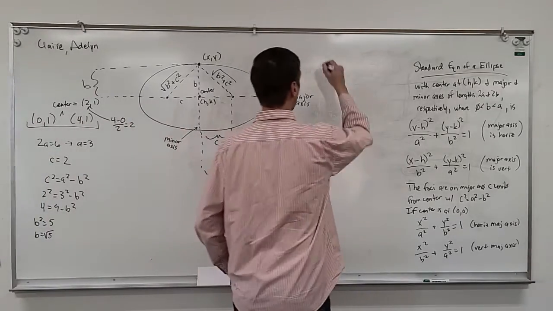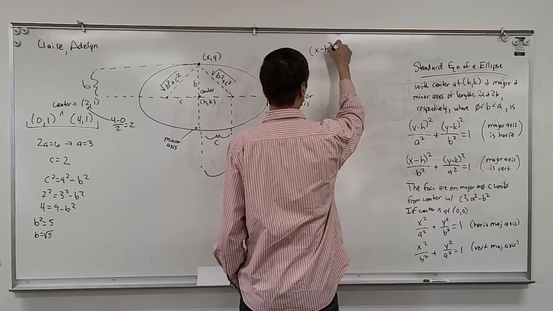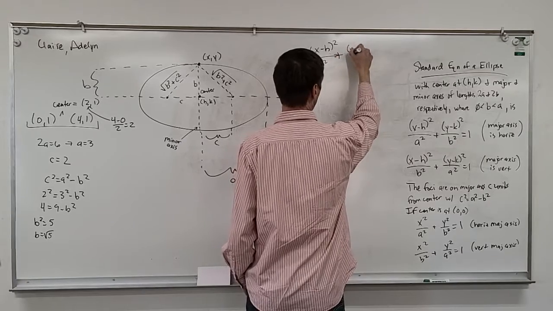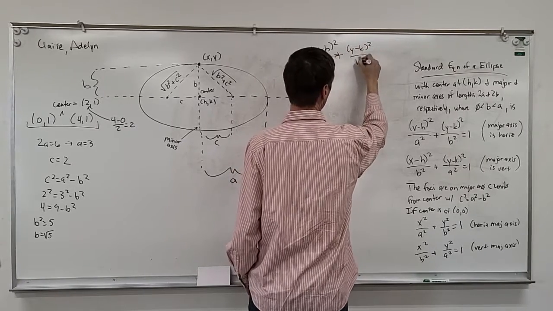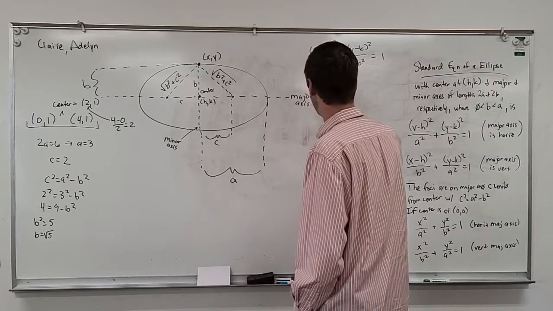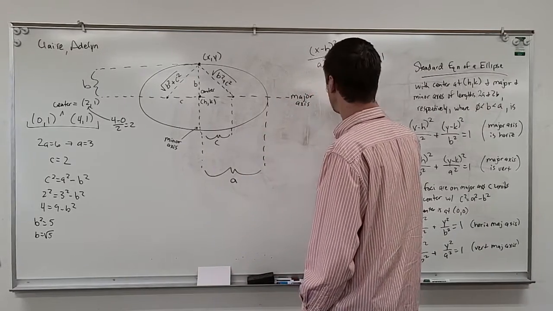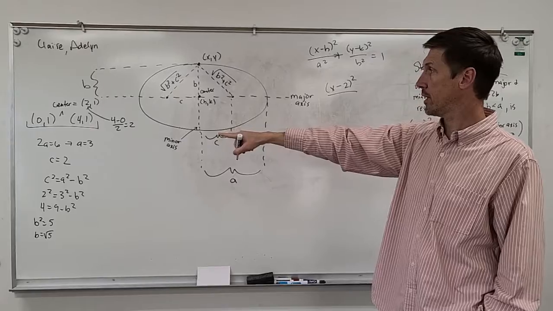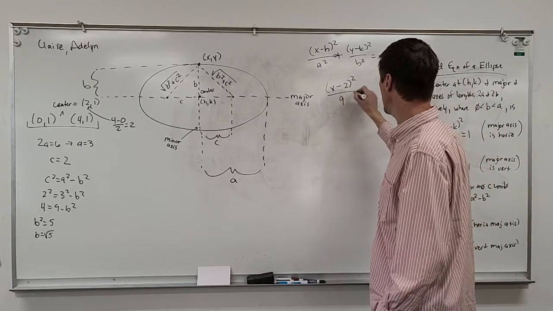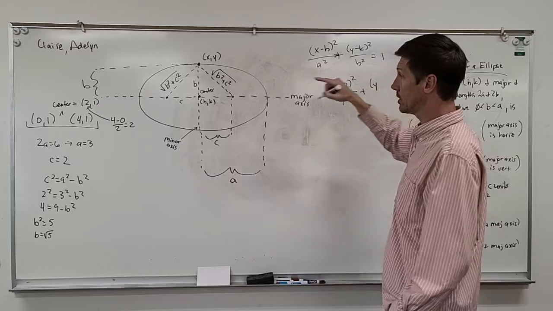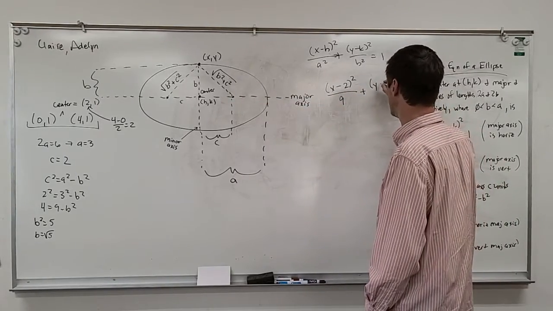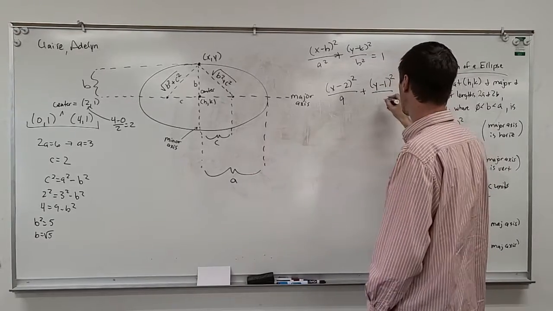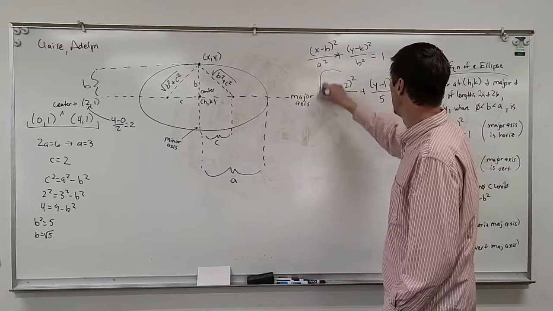So we're going to use this equation here: x minus h squared over a squared plus y minus k squared over b squared equals 1. So we're just going to plug in our values. h and k is our center, so x minus 2 squared over a squared, we have a as 3, so 3 squared is 9, plus y minus 1 squared over our b, which is square root of 5, so when we square that we get 5, and all of that equals 1.